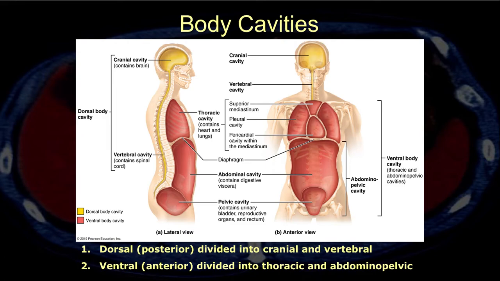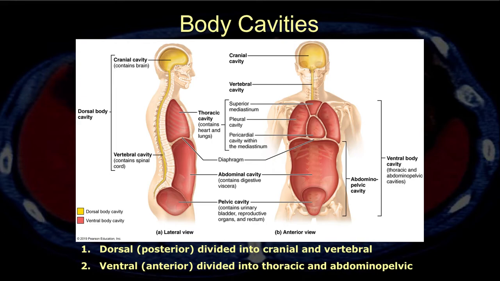In the dorsal cavity, we can separate it into the cranial cavity, which has the brain, and the vertebral cavity, which has the spinal cord. And that's it. That's all you can do in the dorsal cavity. Okay? When we go to the ventral cavity, we can divide it a little bit more. Okay? So in the ventral cavity, we have 2 big cavities.